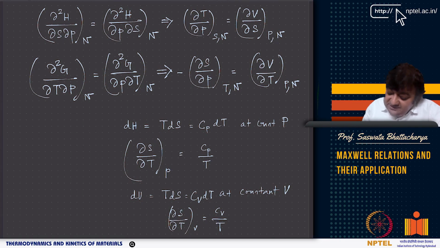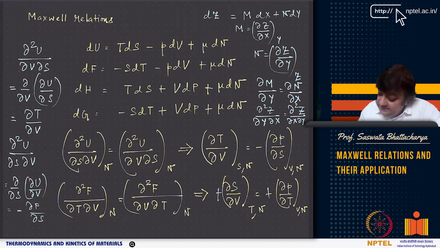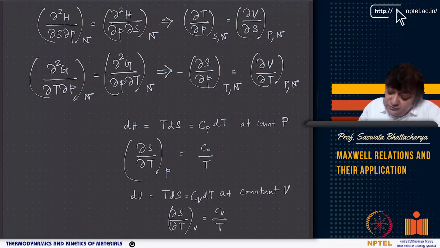Because dH equals TdS, say at constant pressure, dH equals TdS equals Cp dT. So (∂S/∂T) at constant P is Cp by T. We have already seen that. Then similarly, (∂S/∂T) at constant V equals Cv by T, because dU equals TdS at constant volume, which is equal to Cv dT, and so (∂S/∂T) at constant V equals Cv by T. And you can see here that we have got these other relations.